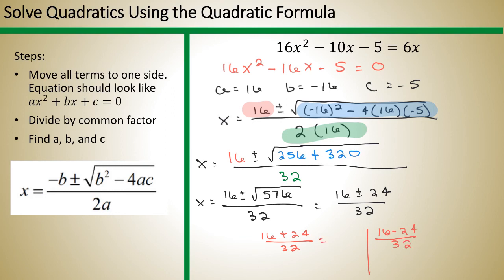So here we're going to have 40 over 32, and that actually simplifies down to 5/4. So that's one of our solutions. This one is going to be -8 over 32, and that's going to simplify to -1/4. And those are our solutions. So really we're just following the quadratic formula here.